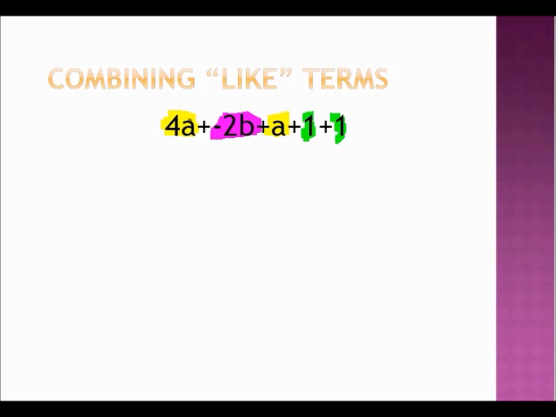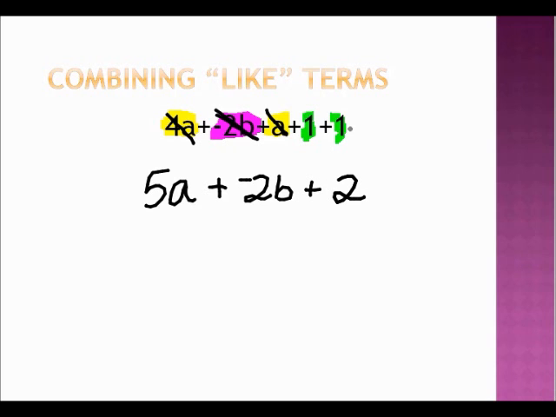That means that you can add 4A to A. So if we have 4 A's and we add another A, that means we have 5 A's. 4 A's plus an A gives us 5 A's. Plus negative 2B. There's nothing that I can add on or subtract from this term because there's nothing else with a B in it. Plus 2. I can add 1 plus 1 because they are like terms.